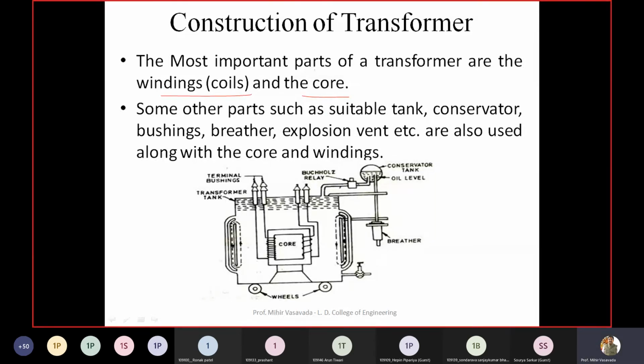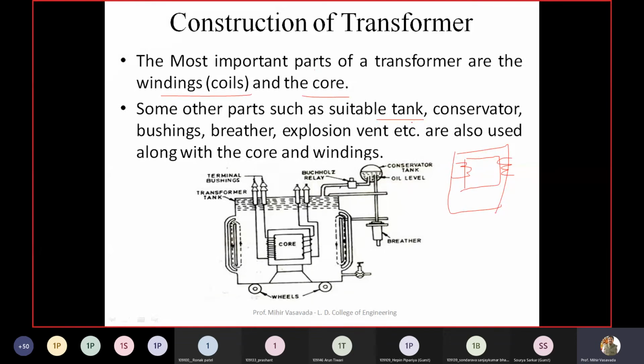Right. So symbolically, you are drawing the core like this. Right, magnetic core, and you carry out the winding on both the limbs, right? Primary and secondary. So there are some other parts also required. Only winding and core is not sufficient. So we use one more thing, that is tank.